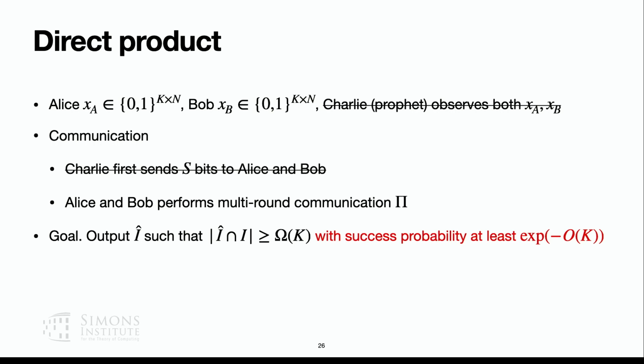But let's go back to multi-site disjointness. And again, the goal is to output a set that has large intersection with capital I. But here I only require the output to have large intersection with non-trivial success probability. That success probability is at least 2 to the minus 0.01k. Okay. So if you allow the success probability to be 2 to the minus k, then the problem is trivial, right? Alice and Bob can just randomly output some coordinates, and the success probability is just exponentially small. But here I want something slightly non-trivial, and I want the success probability to be slightly larger than this 2 to the minus k.